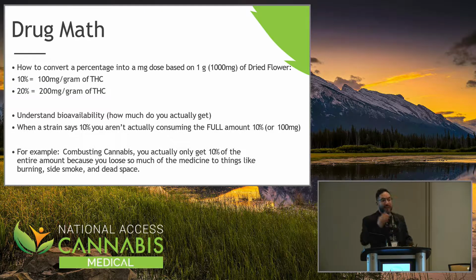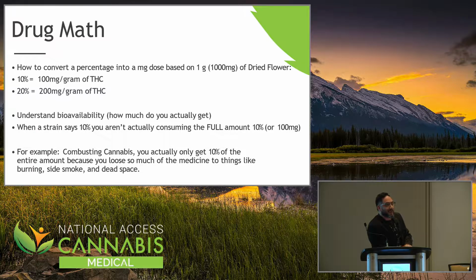So that's pretty easy. Now, if you have 20% THC, what would that be? 200 milligrams per gram. That's the simplest way to break it down, and it's very accurate. So now we understand how to convert a percentage into a milligram, because when we dose, we should be dosing based on milligrams. We shouldn't be dosing based on percentages.